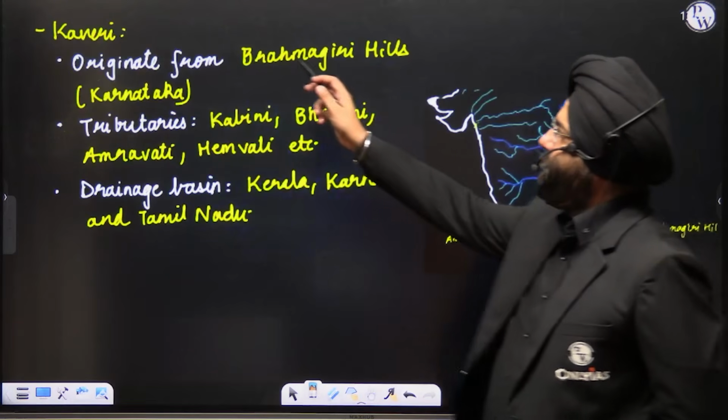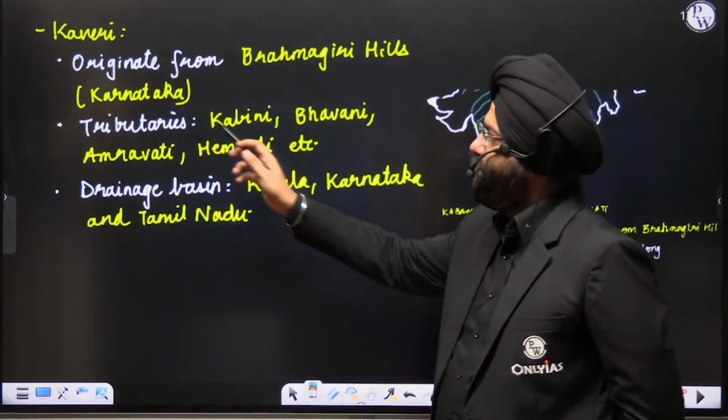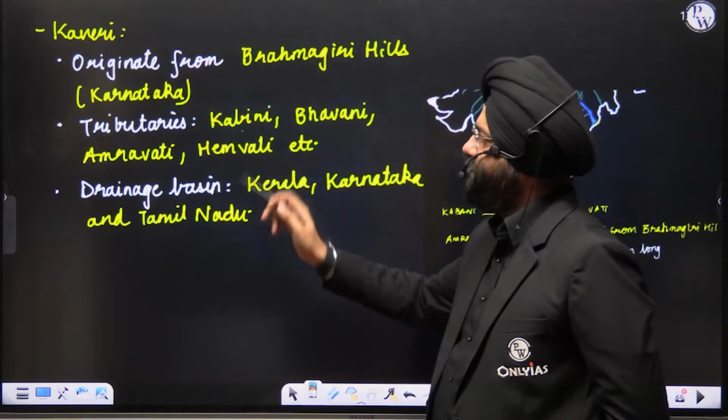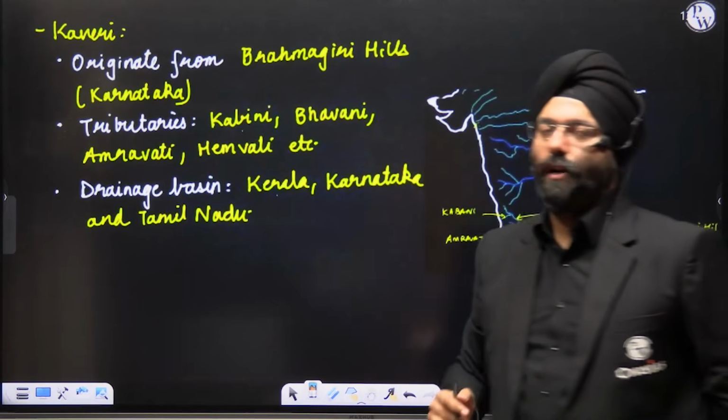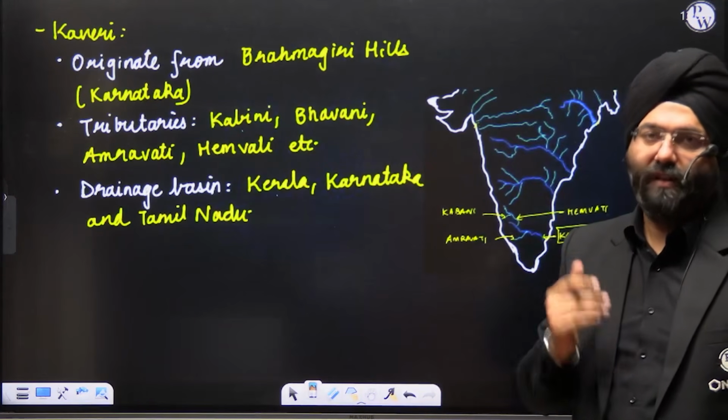Kaveri originates from the Brahmagiri hills in Karnataka. Tributaries: Kabini, Bhavani, Amravati, Hemvati. It drains Kerala, Karnataka and Tamil Nadu. So these are the important places that you should be aware of.